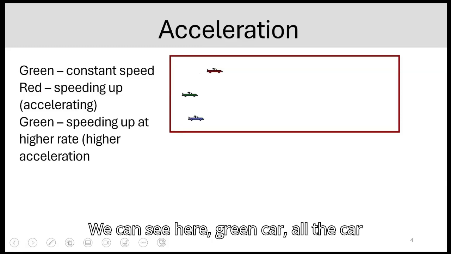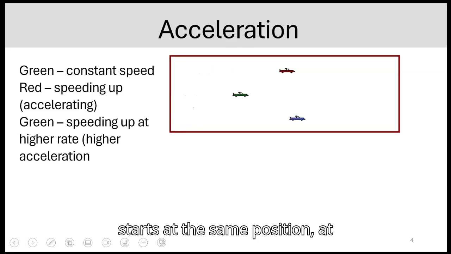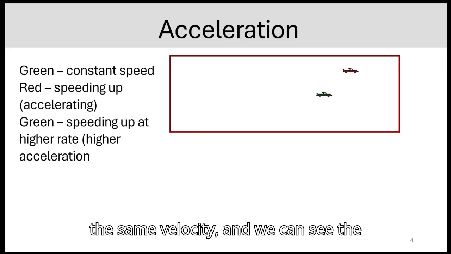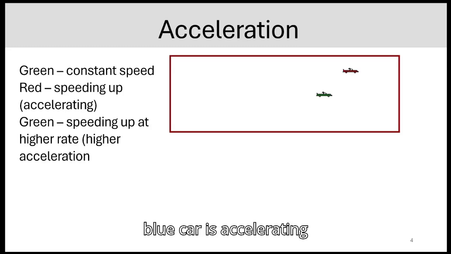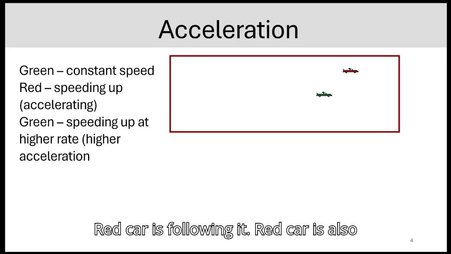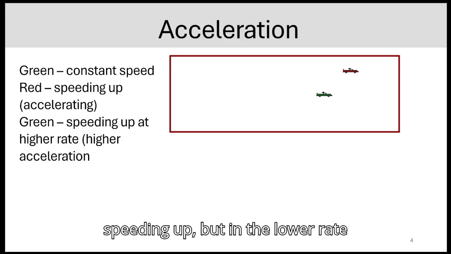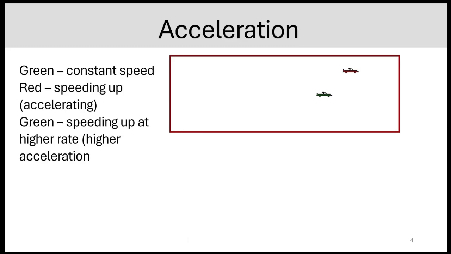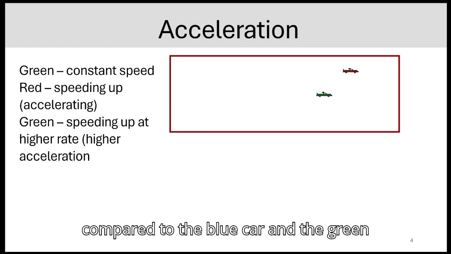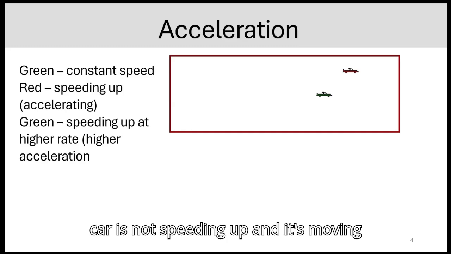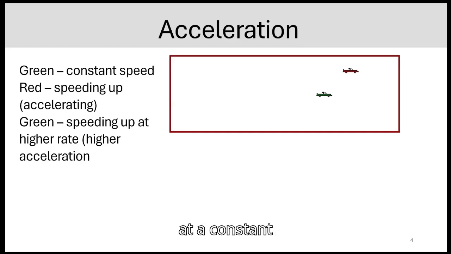We can see here the green car, the blue car, and the red car all start at the same position and the same velocity. The blue car is accelerating fast, meaning it's speeding up quickly, and then the red car is following it. The red car is also speeding up, but at a lower rate compared to the blue car, and the green car is not speeding up and is moving at a constant speed.